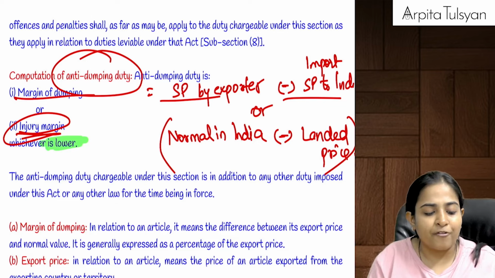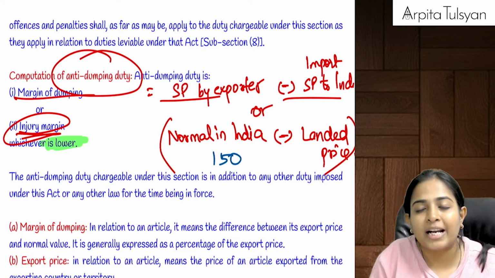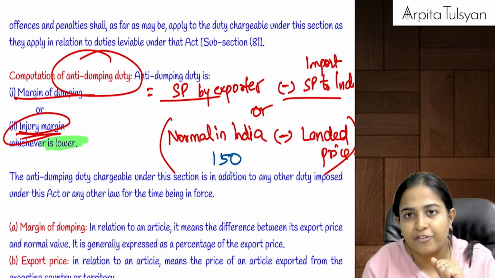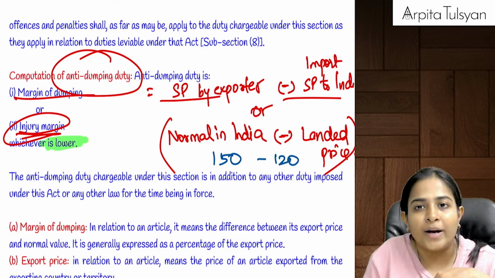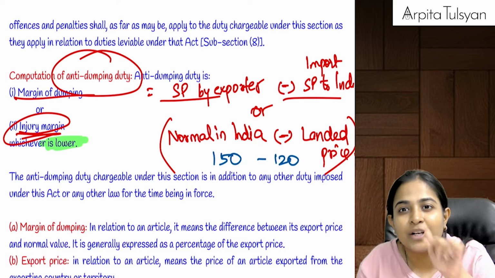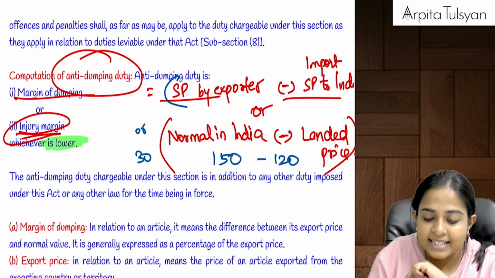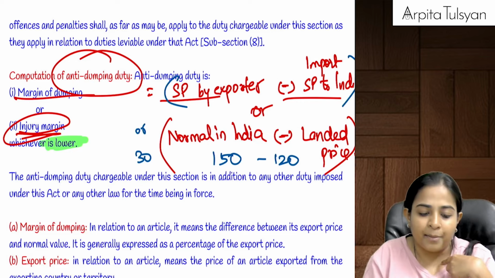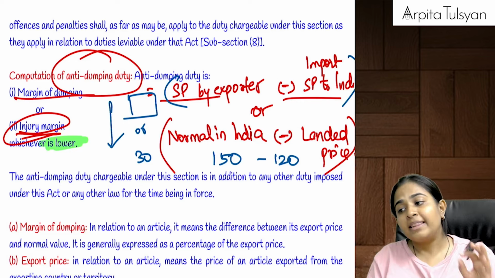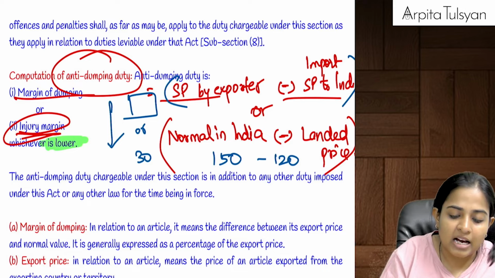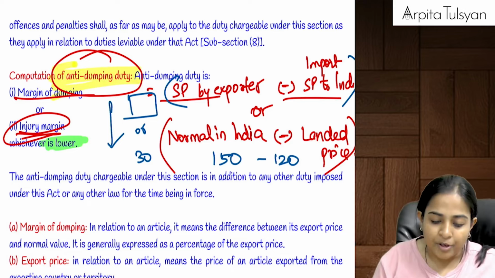So can we say if that product is normally sold in India at 150 rupees, and if you import, then the landed price comes to 120, then can we say this 30 is the injury which is caused to the domestic market? So this 30, or the transaction done with a particular importer, that particular price, whichever is lower, this is the amount of anti-dumping duty which can be levied on a particular person.